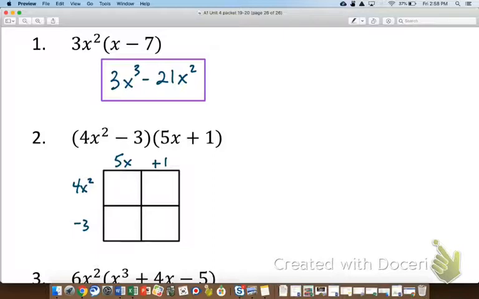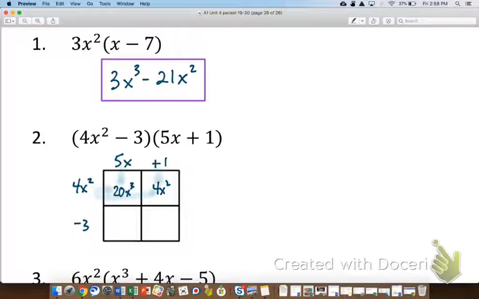The beauty of this is the method we use to get all the insides is the same method we used before. So if I want this upper left, this first box, I just multiply the 4x squared times the 5x. Anybody know what that is? 20x to the third. You got it. Good. Okay. 20x to the third. Then this upper right box would be 4x squared times 1. It's 4x squared.